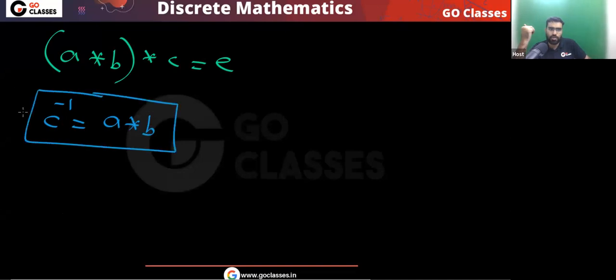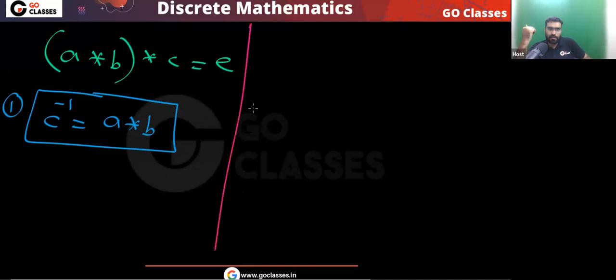A star B star C is equal to the identity element. So what can you say from here? I can say C inverse will be equal to what? C inverse will be A star B, right? This is the one thing you got.